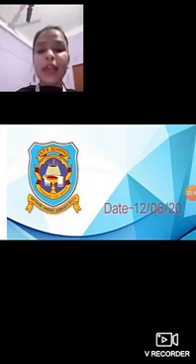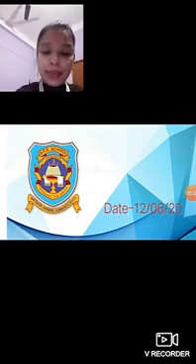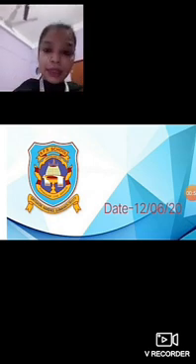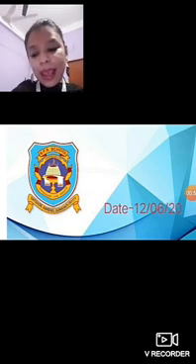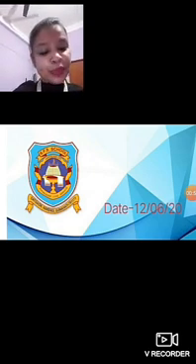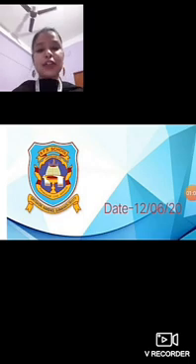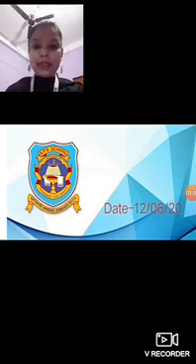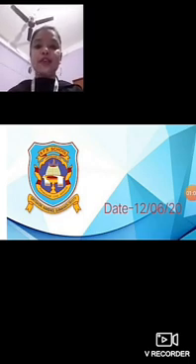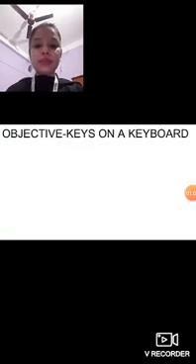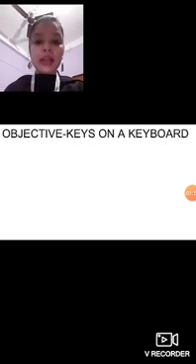Then we have learned about three types of keys. They are alphabet keys, numeric keys and cursor control keys. So let us study the remaining keys of a keyboard. The main objective for today's class is keys on a keyboard. There are so many keys on a keyboard. We are going to learn what their functions are, how they work and what their names are.